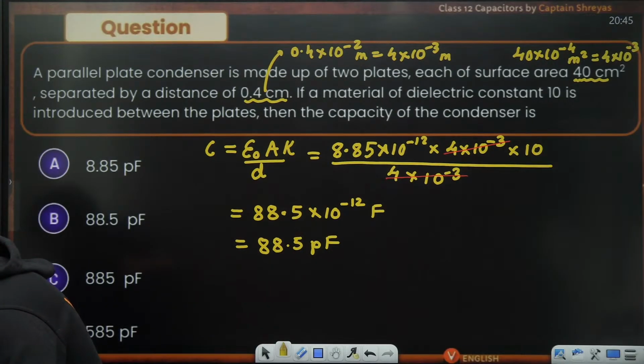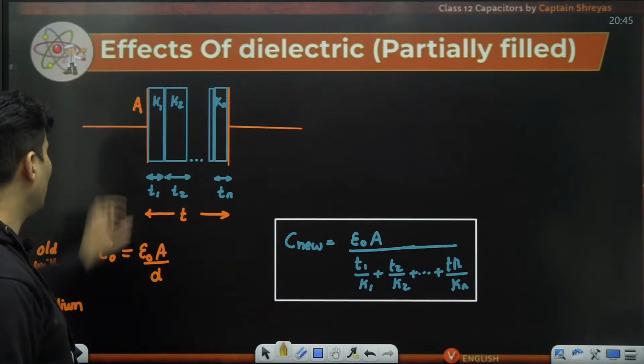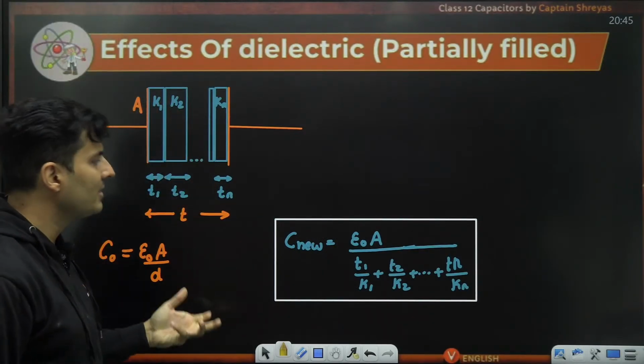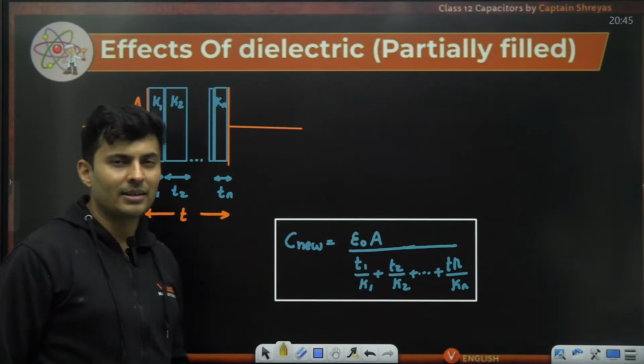Sir, why does partially filled dielectric have such a formula though? Sir, can you explain once? Pavi, it comes via the series combination. Actually, all these are small capacitors in series. So there is a small derivation for that also. So from that it comes.